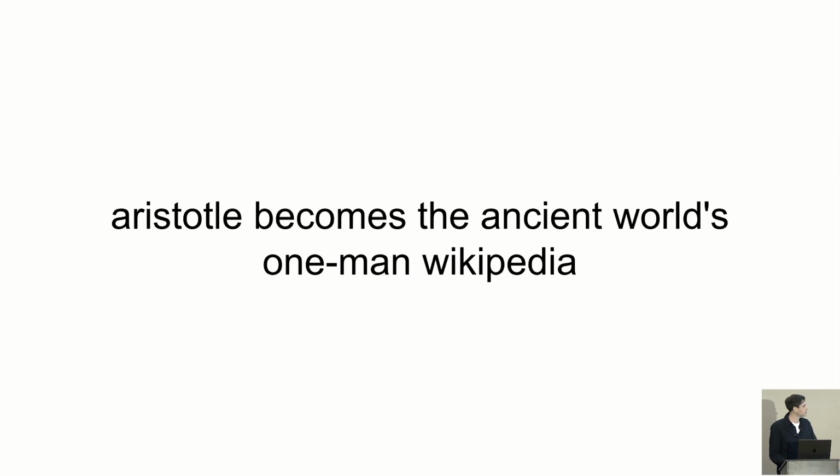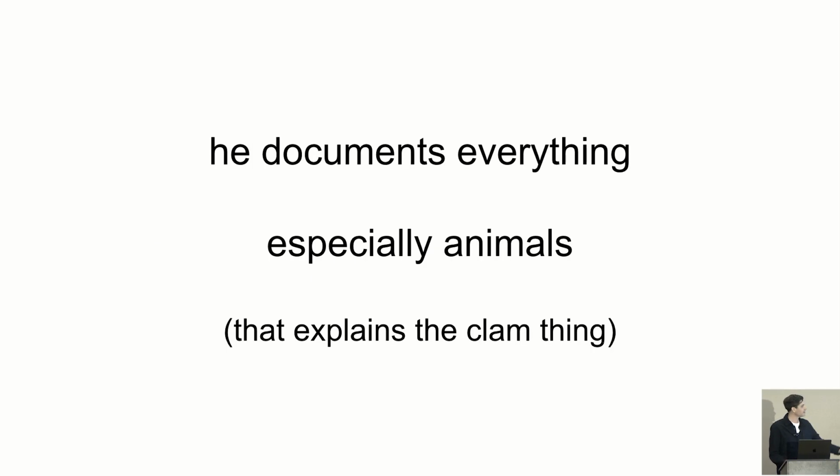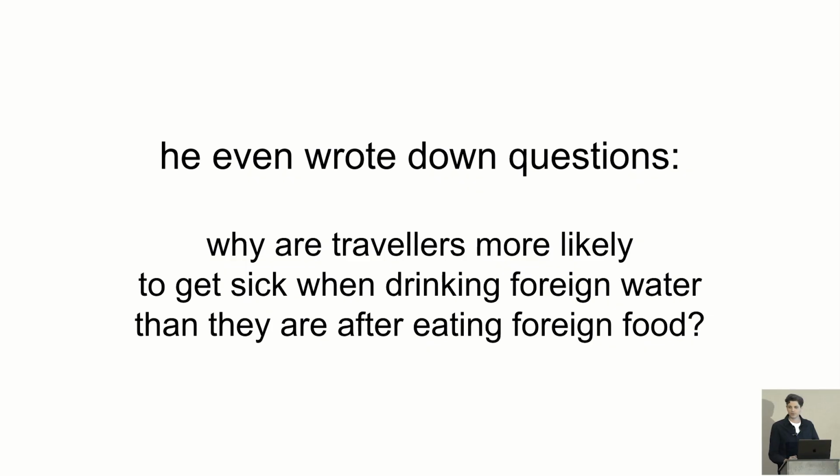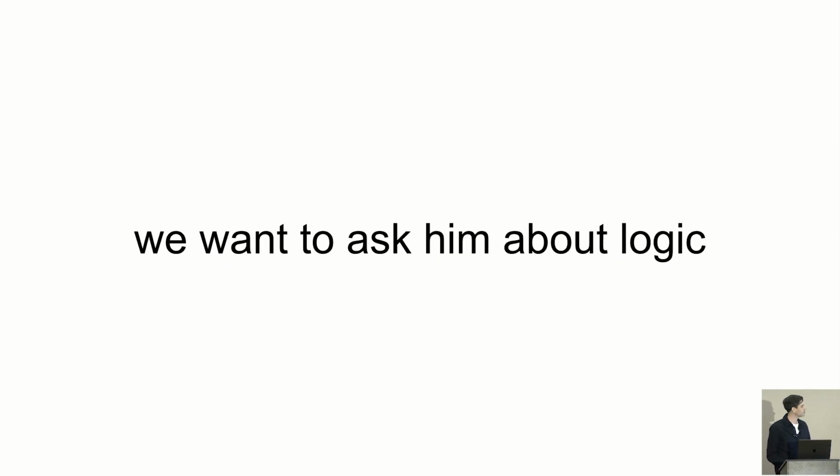But what matters to us is that Aristotle becomes the ancient world's one-man Wikipedia. And today, we saw him documenting animals, which explains the clam thing. And he had such an overflow of things he wanted to write down. He would even write down questions. For instance, why are travelers more likely to get sick drinking foreign water than they are when they're eating foreign food? It's a pretty good question. Today, we're going to ask him about logic.